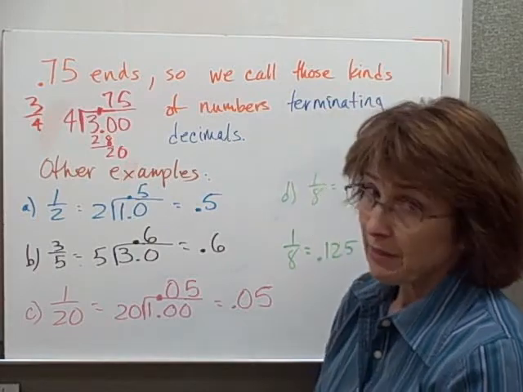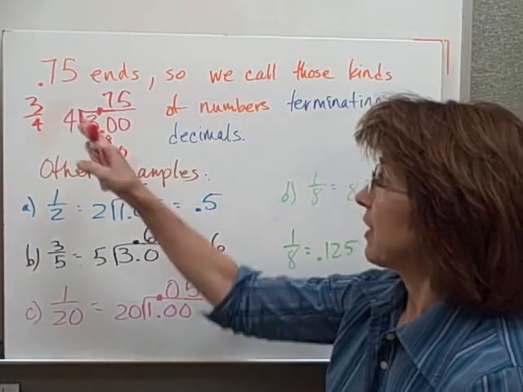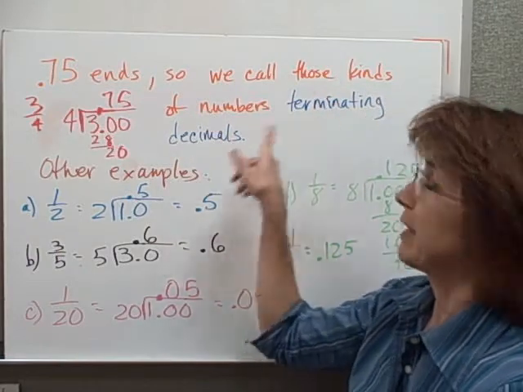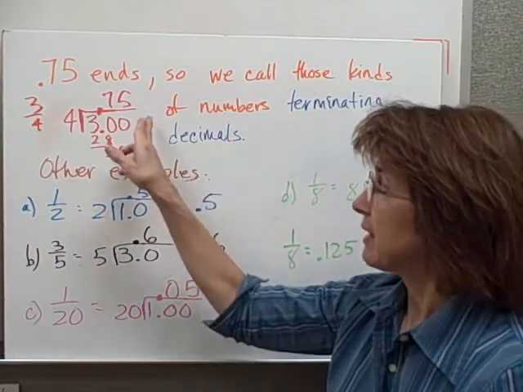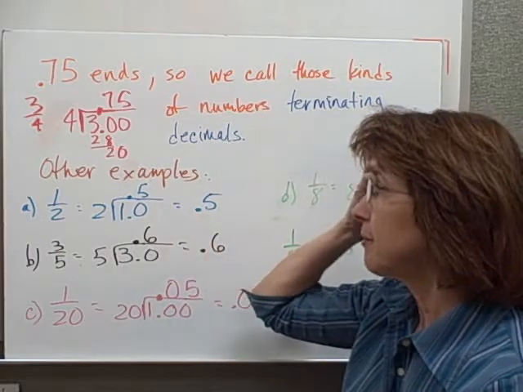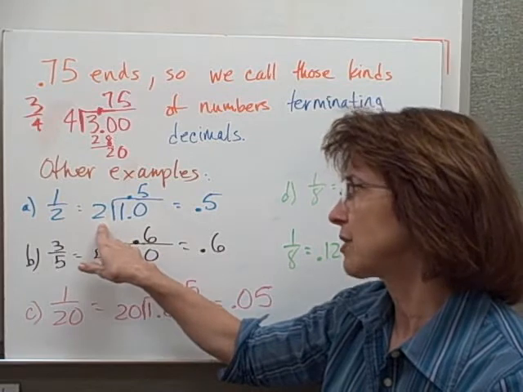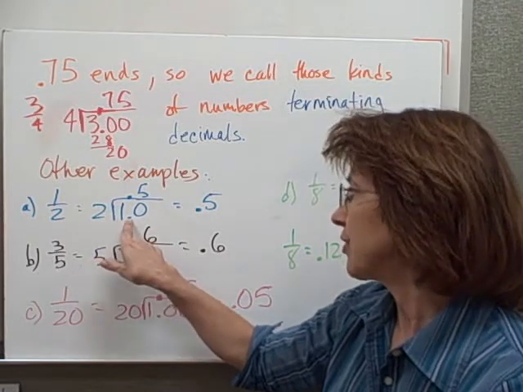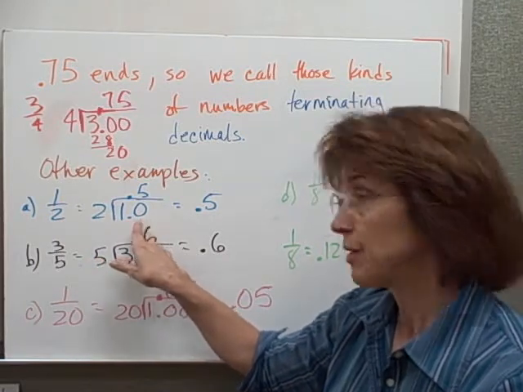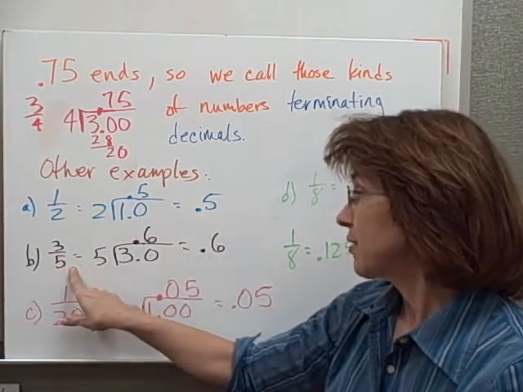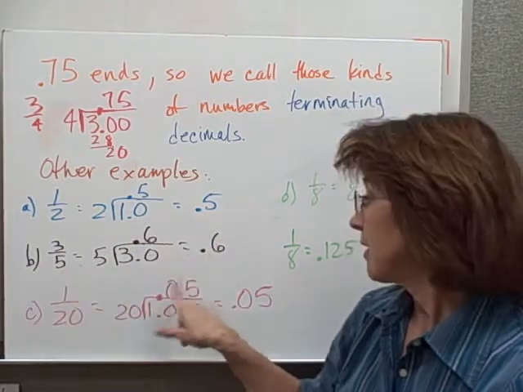All right, well, 0.75, it ends, right? There's nothing after that. We're done. We're finished. So we call those kind of numbers terminating decimals, because it ends. Terminate means to end. Other examples, we have 1/2. So again, the top number goes in the house, divide it by 2, put down your decimal, add a 0 or 2 there, and it ends at 0.5. 3/5, we see that ends at 0.6.